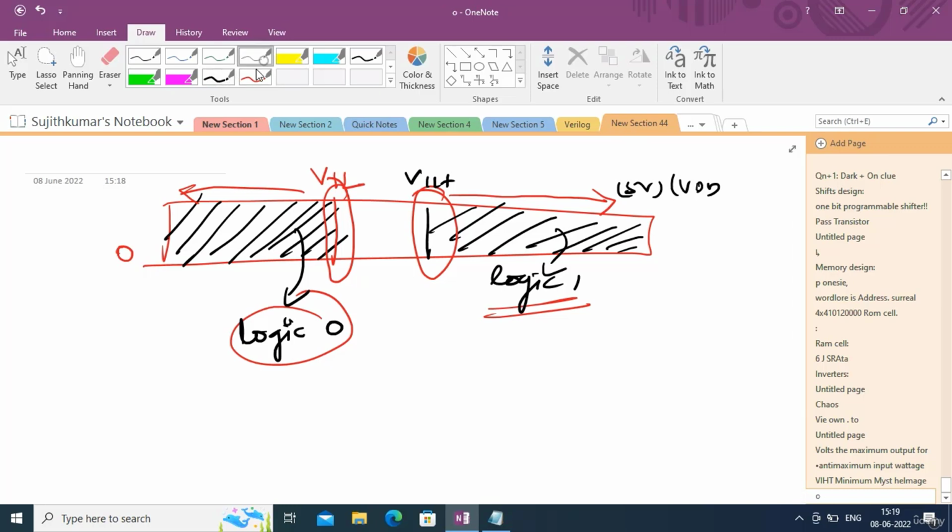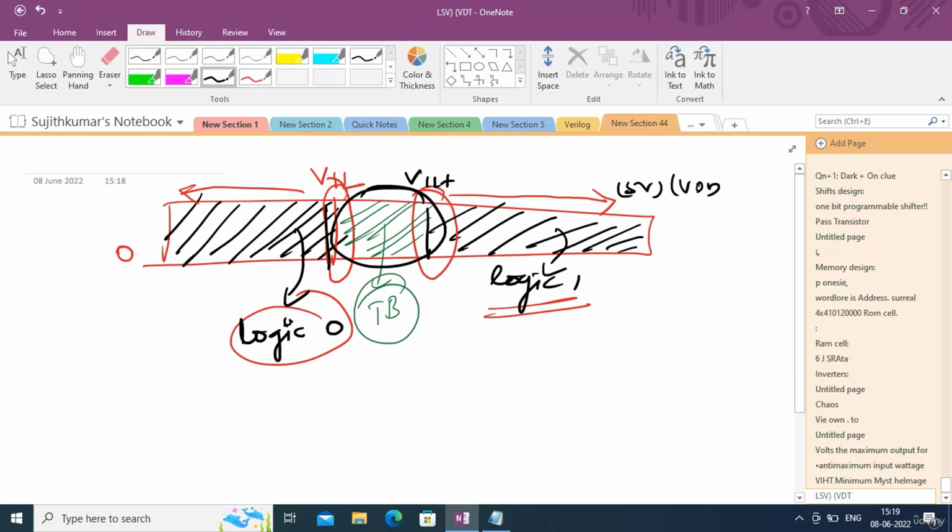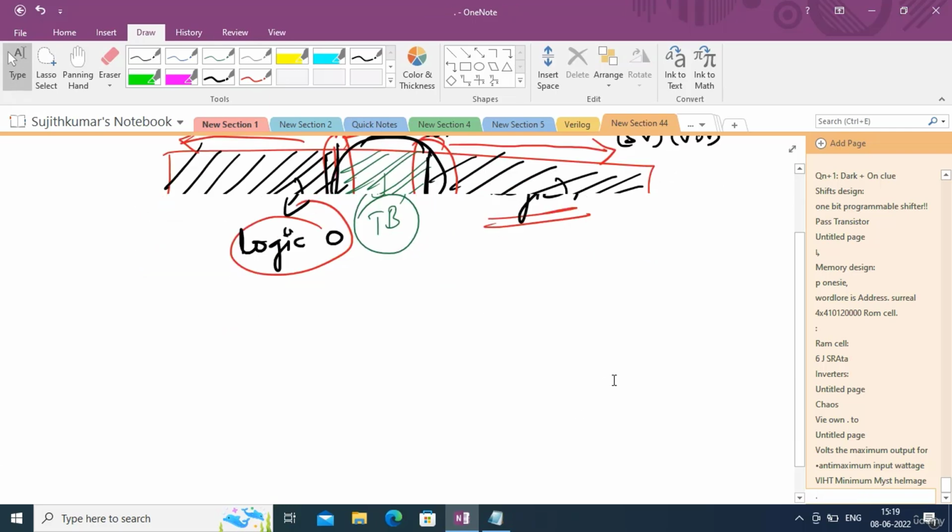And there is a dead band here. This band is called the transition band, where you cannot observe a valid output. It cannot be either logic 0 or logic 1. So there is a transition band between logic 0 and logic 1 that you have to understand, right? This is for a practical inverter. For an ideal inverter, this transition band will not be there. VIL and VIH will be the same for an ideal inverter. I hope you got this.